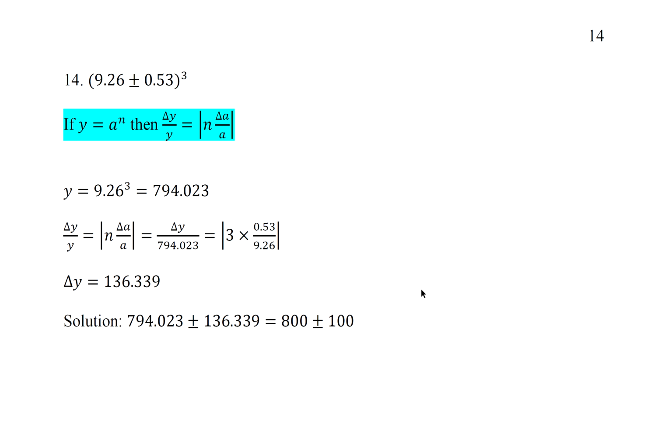So question 14 is very similar to question 12. We're using this equation. Try to understand what's been done here. The uncertainty should be one significant figure.